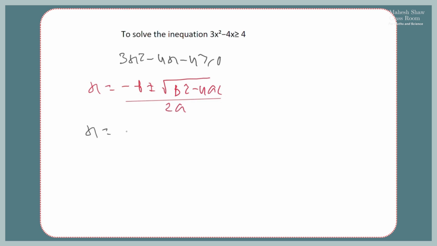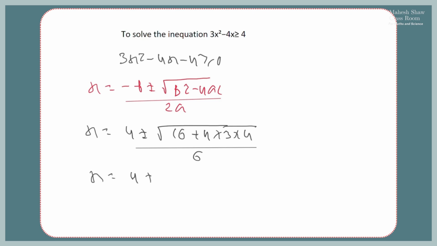So we get x equals minus b is minus 4, so it is positive 4 here, plus minus under root b square, that is positive 16, minus 4 times a is 3 and b is negative 4, so I'll make this positive to write this as negative 4. That whole divided by 2 times a, and 2 times 3 is 6 here. So on simplifying, we get this as 4 plus minus, this is 16 and this is 48, that is 64. Under root 64 is 8. So I can write this as 8 divided by 6.